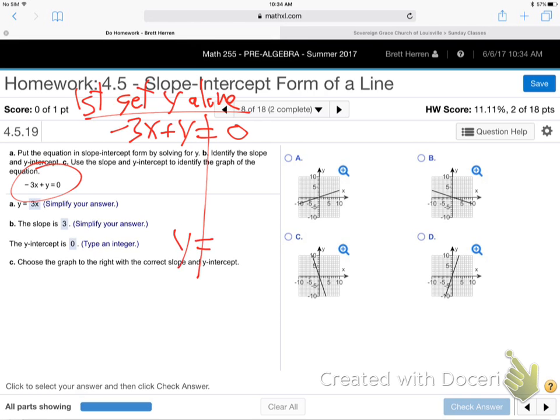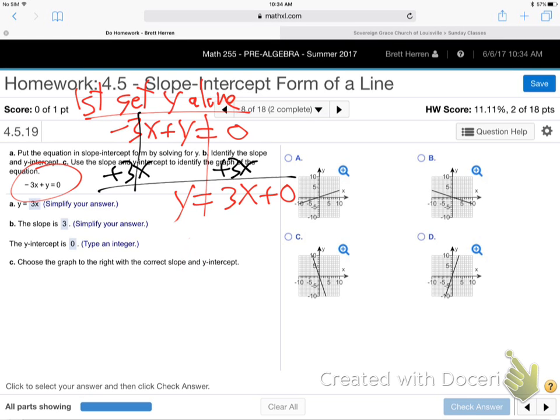Y is saying, here's the wall, I want to be alone, right? Just do the regular thing. Get y alone there. See if that comes out for you. So what do we do to get y alone there? Add 3x. Good. Add 3x to both sides. That cancels the -3x and puts y alone. This is 3x plus 0.